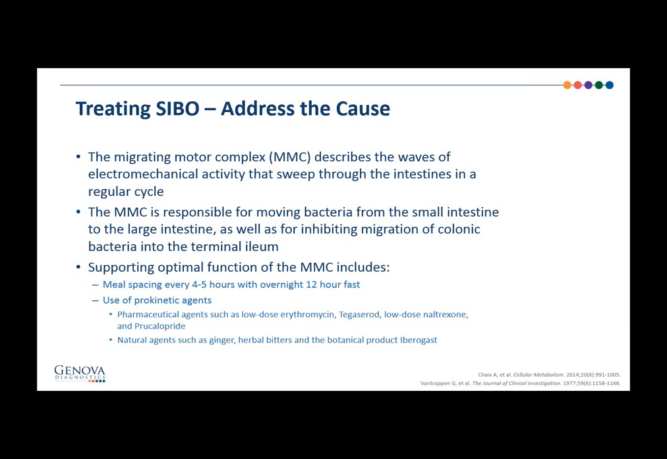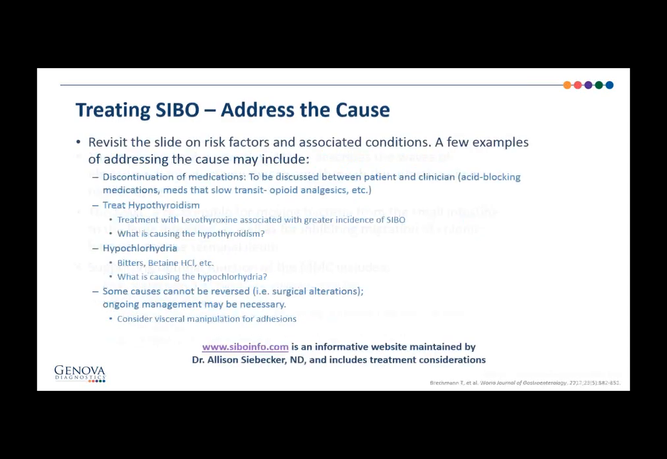So to support the function of the migrating motor complex, which does its work in the fasted state, you might consider meal spacing every 4 to 5 hours with an overnight 12-hour fast. Some people will prescribe things like prokinetic agents. There are pharmaceutical agents like low-dose erythromycin, low-dose naltrexone. Some natural agents that people might use include ginger, herbal bitters. There's a botanical product called Iberogast. So there's a lot of things you can do to get the motility working.